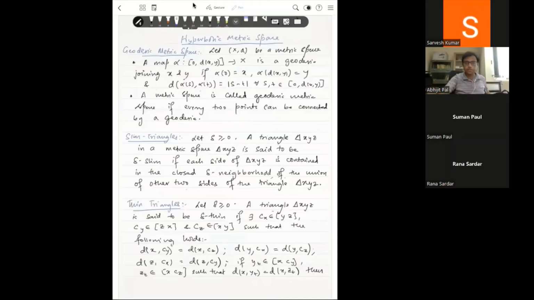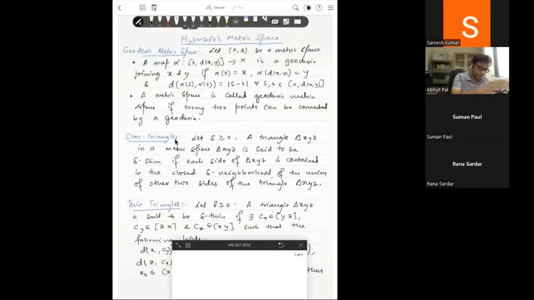Sir, there is a question. If T is an isometry, then does a horocycle always map to a horocycle? Yes, correct. If so, how to show that? Okay, so that is the thing, right?